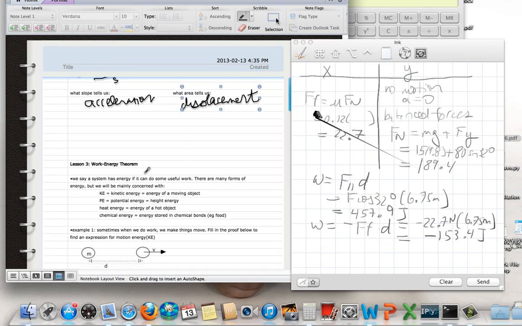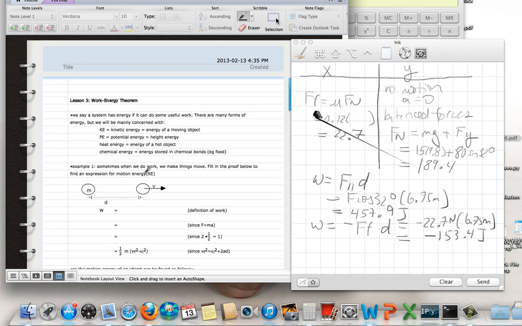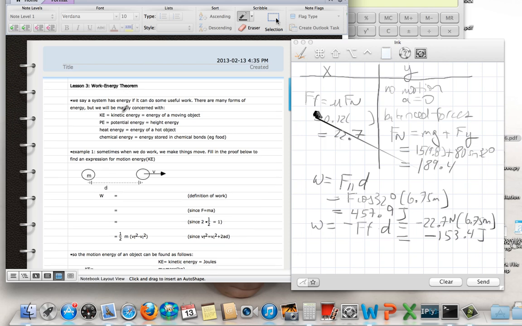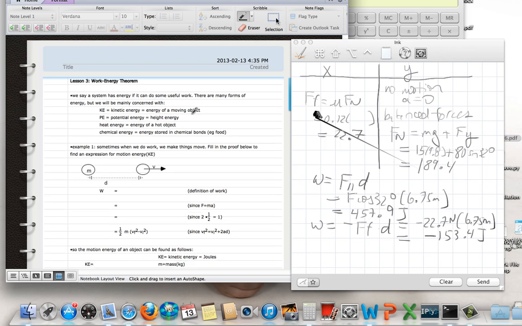Next, the third lesson in this new unit is the relationship between work and energy. Now, we mentioned very briefly earlier on that work was an energy change. We're going to elaborate on that a little bit now.